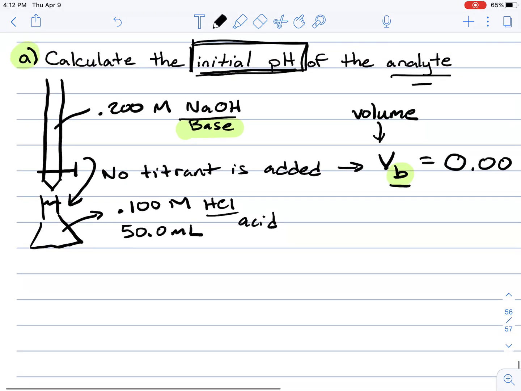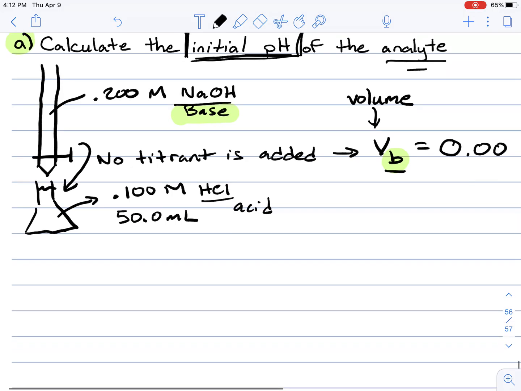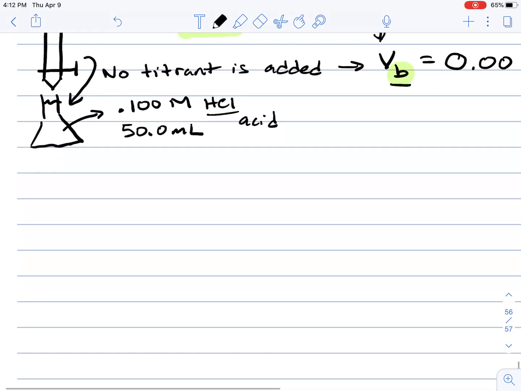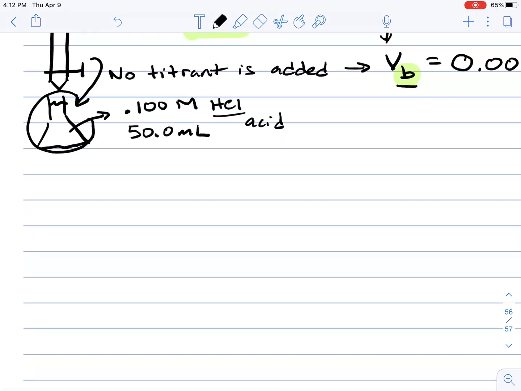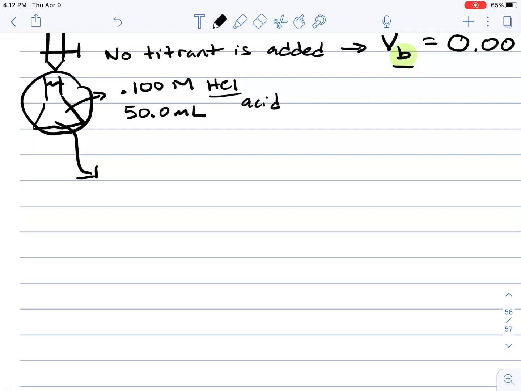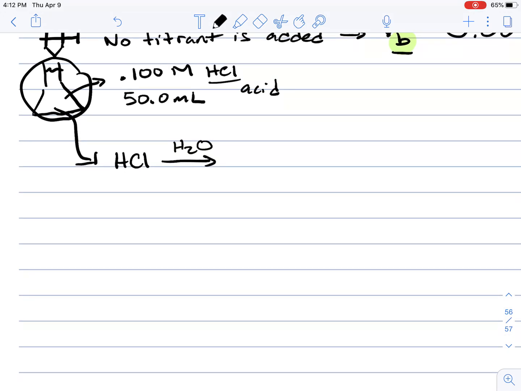All right. Well, to determine the pH of my analyte, all I have to do is think about the reaction that's occurring inside this solution. I'm going to take away that arrow real quick so it's less confusing. So I'm going to go ahead and think about what's happening in this solution. Well, we have hydrochloric acid that's placed in water. And when that's placed in water, what will it produce? It's going to produce H plus and Cl minus.